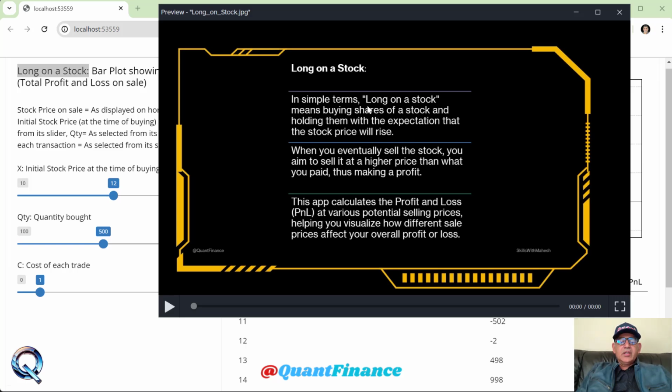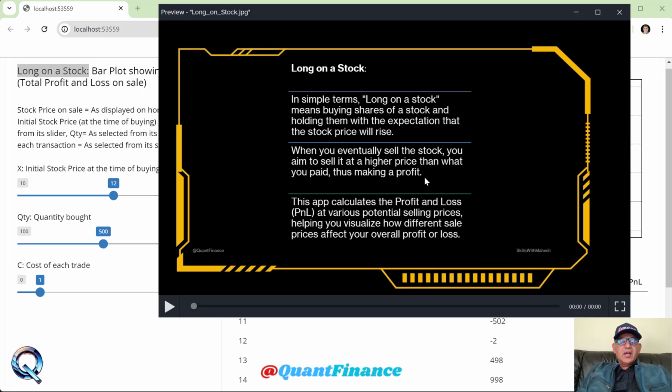When we are long on a stock, it means we purchase the shares of a company and we hold them, and there is an expectation that the price would rise and then I will make a profit. Eventually you sell the stock at a price higher than what you purchased it at, then you make a profit.